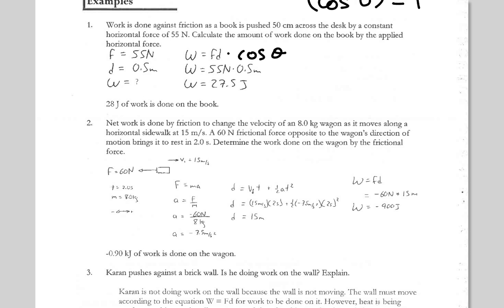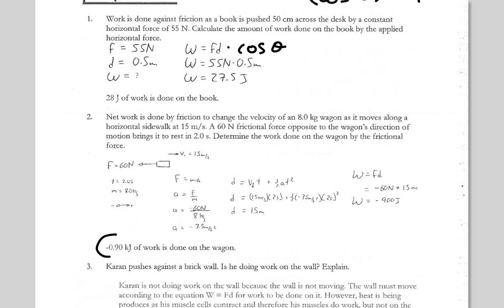Question 2 just looks like there's some kinematics in there. So it looks like they're finding some acceleration first, and then some displacement, and then they find the work. So you can look at that. There's nothing really special about that, except what do you see here? Well, kilojoules for sure. And in question 1, it was in centimeters for sure. You got to make sure you're mindful of your units, absolutely. But there's some negative work. So it says net work is done by friction. Okay. So what does it say? To change the velocity of an 8-kilogram wagon as it moves along.